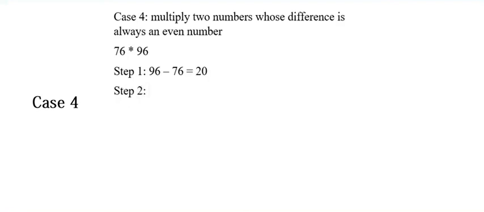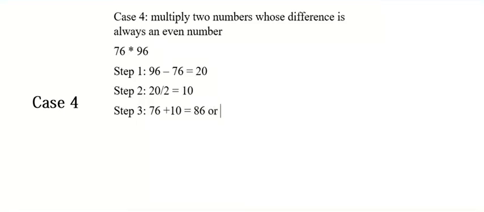So step number 2, what do we do? We divide 20 by 2. What is 20 by 2? 20 by 2 is 10. Now we'll go to step number 3. So what do we do in step number 3? We will take 76 and add 10. That will be equal to how much? That will be equal to 86.